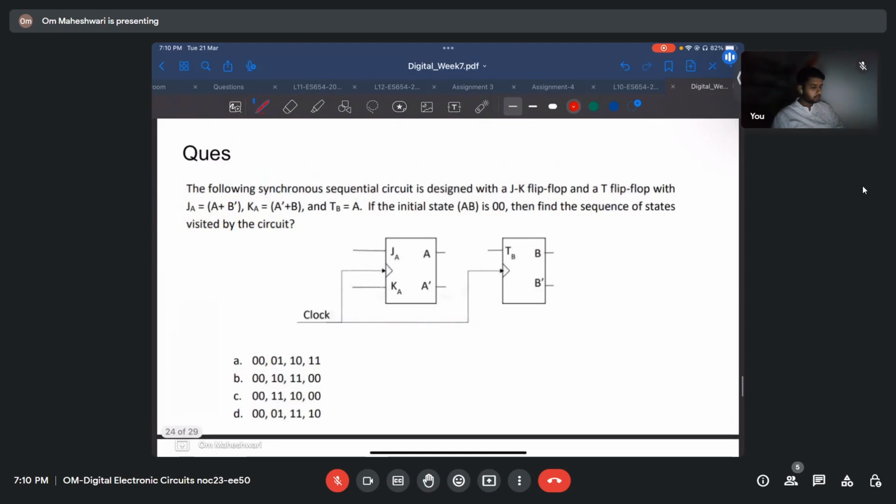Okay, the following synchronous sequential circuit is designed with a JK flip-flop and a T flip-flop with J equals A plus B bar, K equals A bar plus B, and T equals A. If the initial state AB is 0, 0, find the sequence of states.